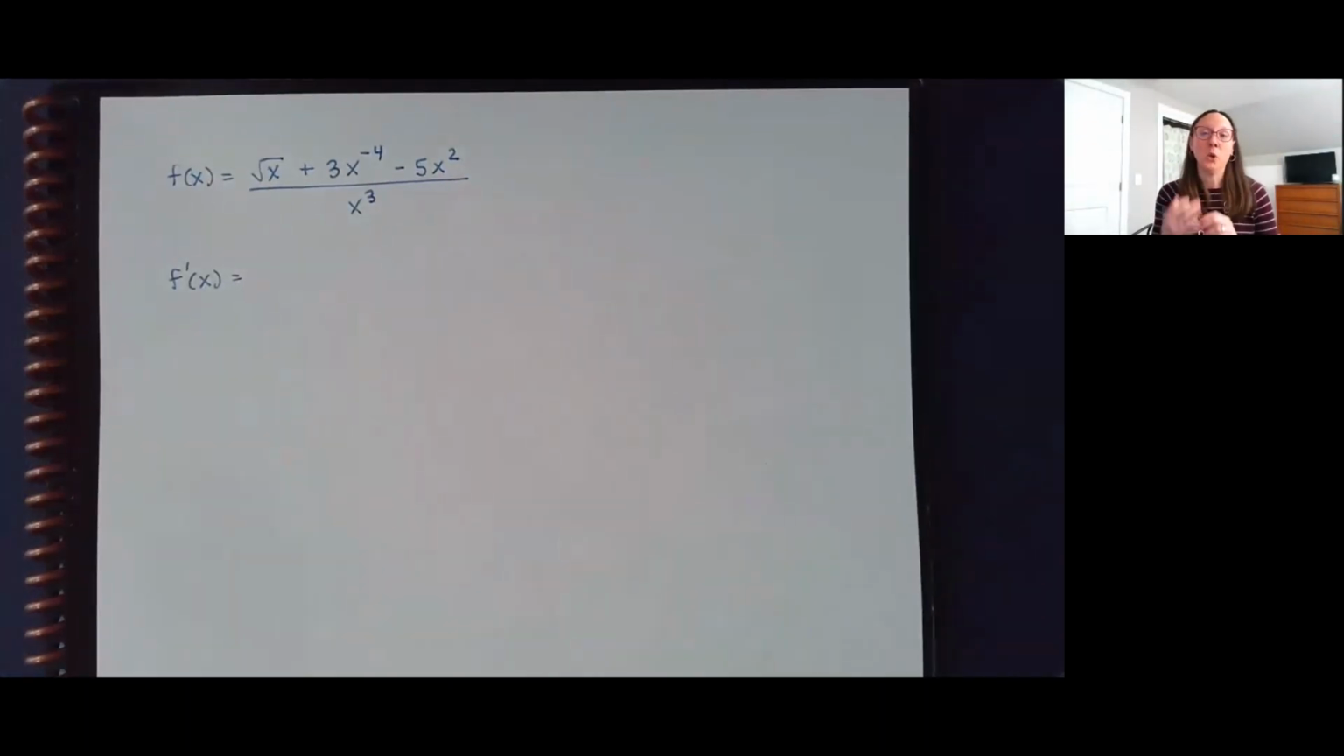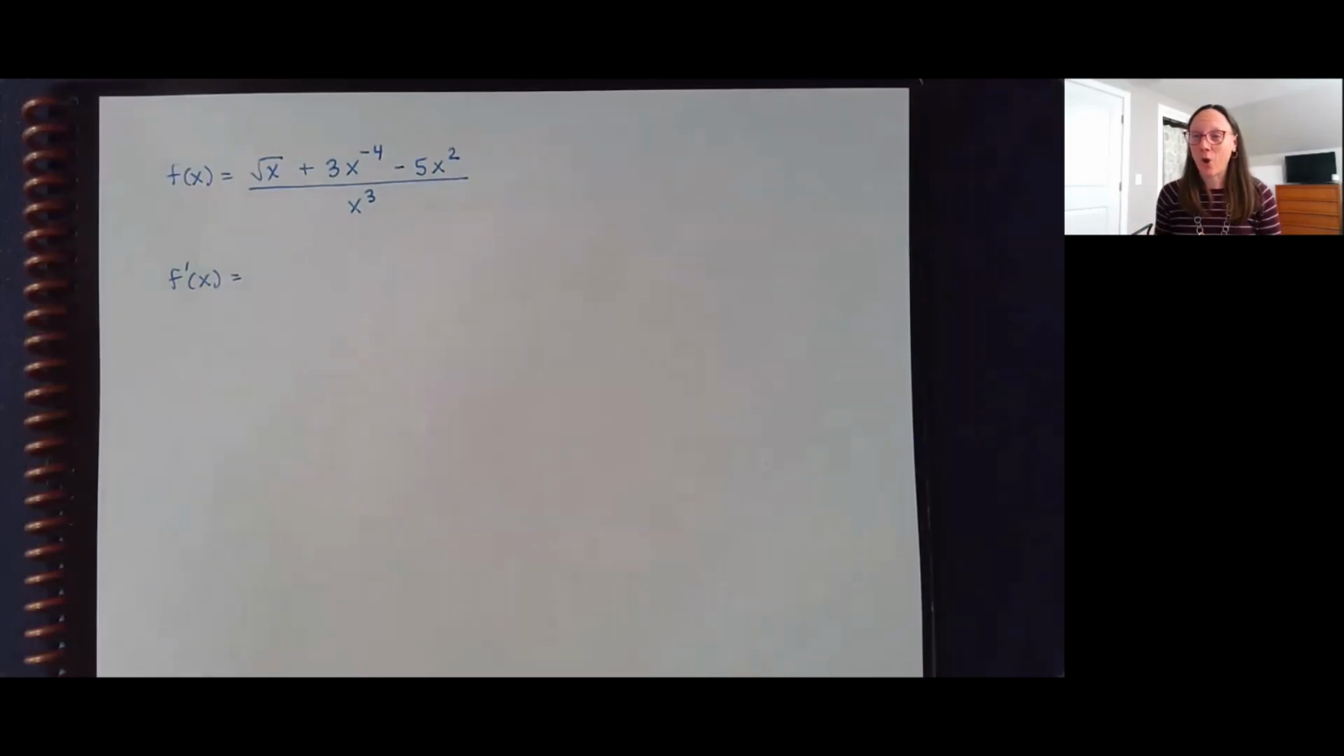First of all, we are not doing this with the limit definition of the derivative. It's way too gross, and we're only going to use that if the problem tells us that we need to use the limit definition of the derivative. Other than that, we're thinking shortcuts.